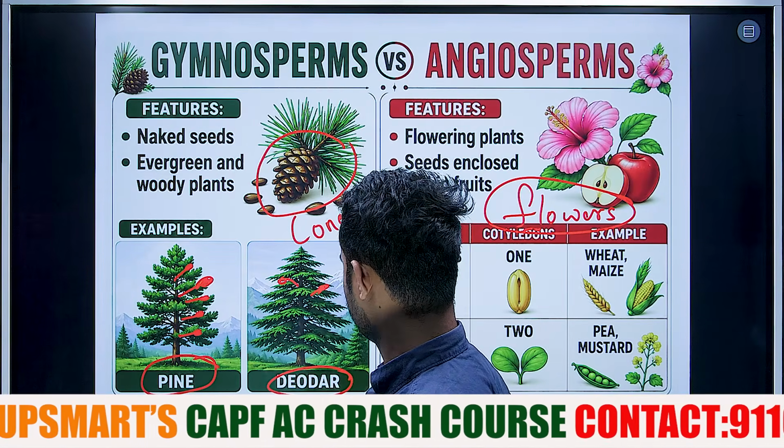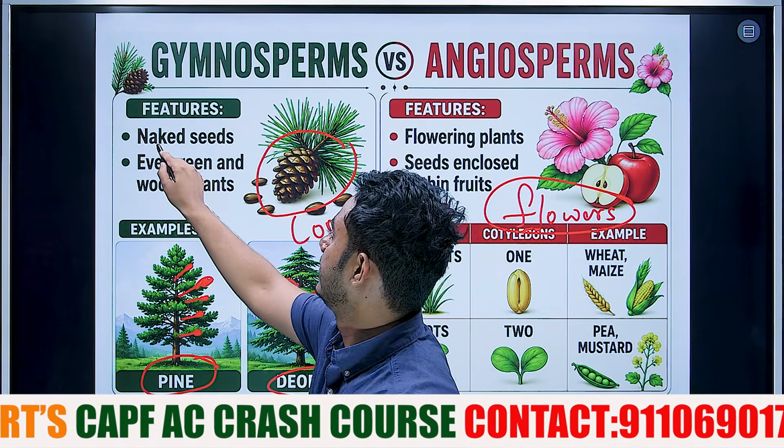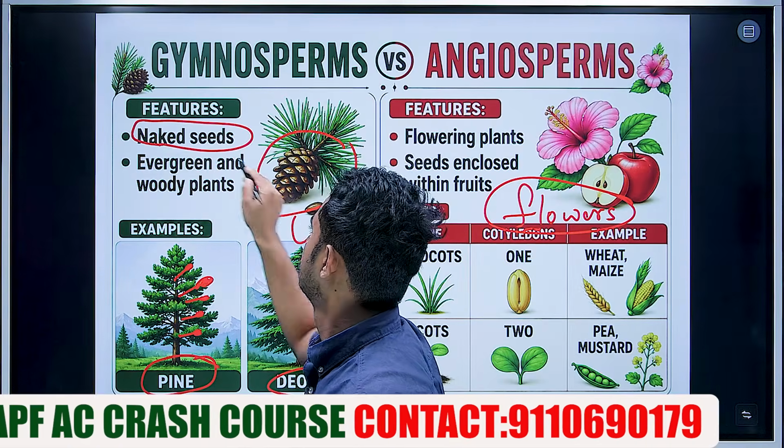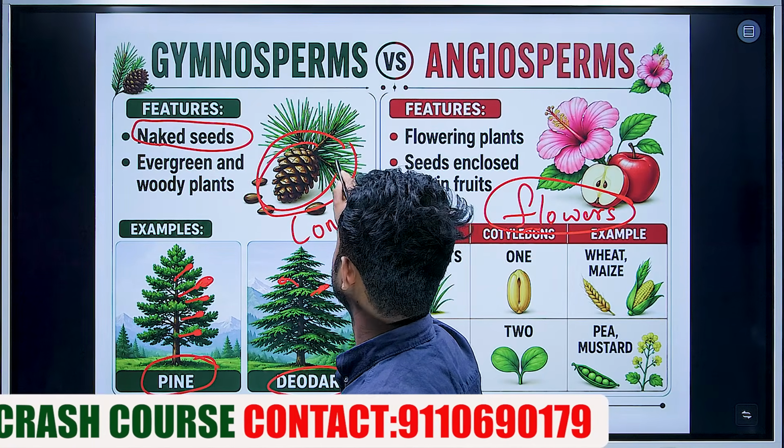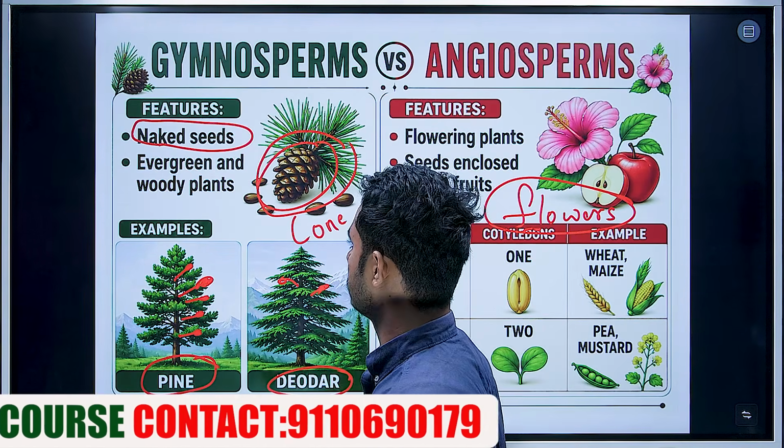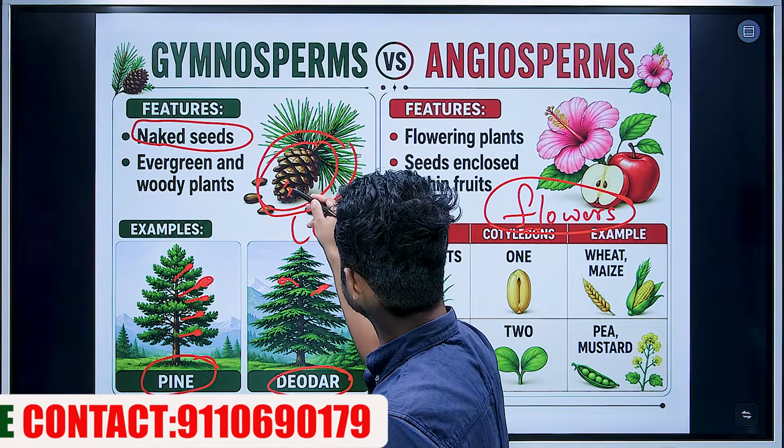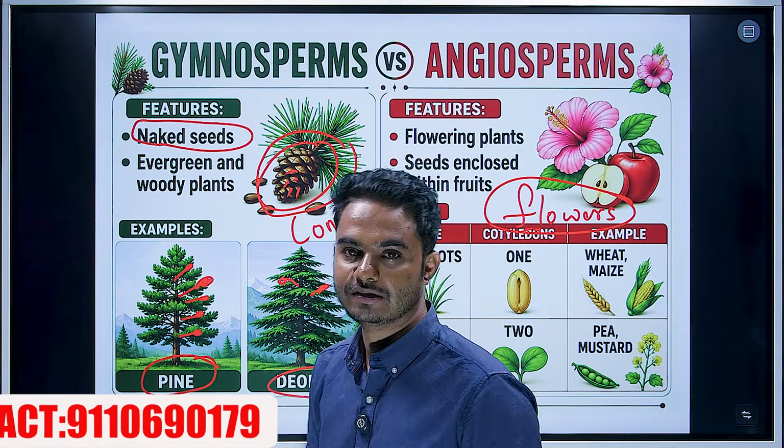Pine and deodar are examples. Naked seeds. A fruit like this will be there in pine and deodar. You can see the seeds easily outside. It is naked. No dress on the seeds.